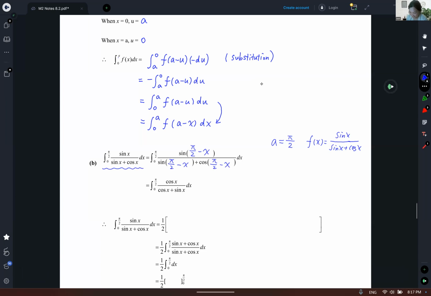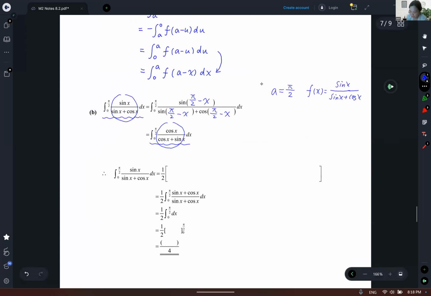Okay. And then after simplification, you will get that this integral and this integral are equal. Now remember that I am not saying this function and this function are equal. They are not the same function, but I'm saying that this integral is equal to another integral.